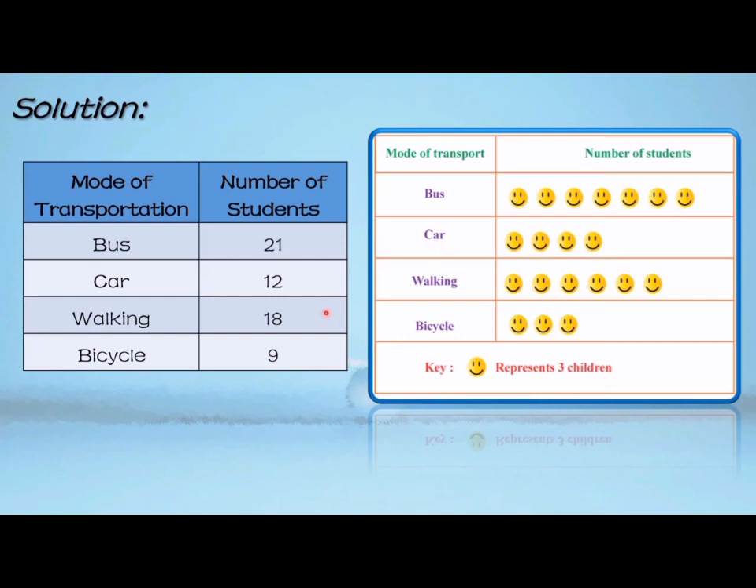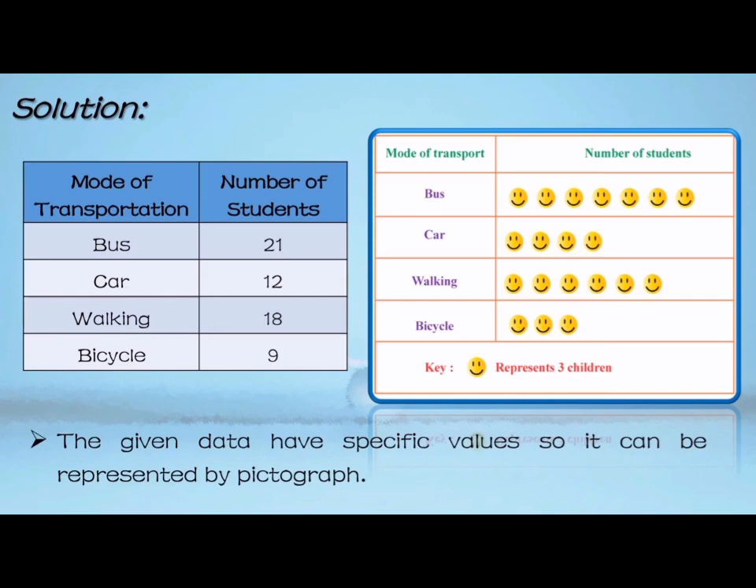Cars naman ay 12 students. Since ang isang smiley ay katumbas ng 3, so we have here 3 plus 3 plus 3 plus 3 is equal to 12. Para sa mga naglalakad na estudyante ay 18. So meron tayong 1, 2, 3, 4, 5, 6 na smiley. So 6 times 3 equals 18. And then sa bicycle, we have 3 smiley times 3 equals 9. And then the given data have specific values so it can be represented by pictograph.